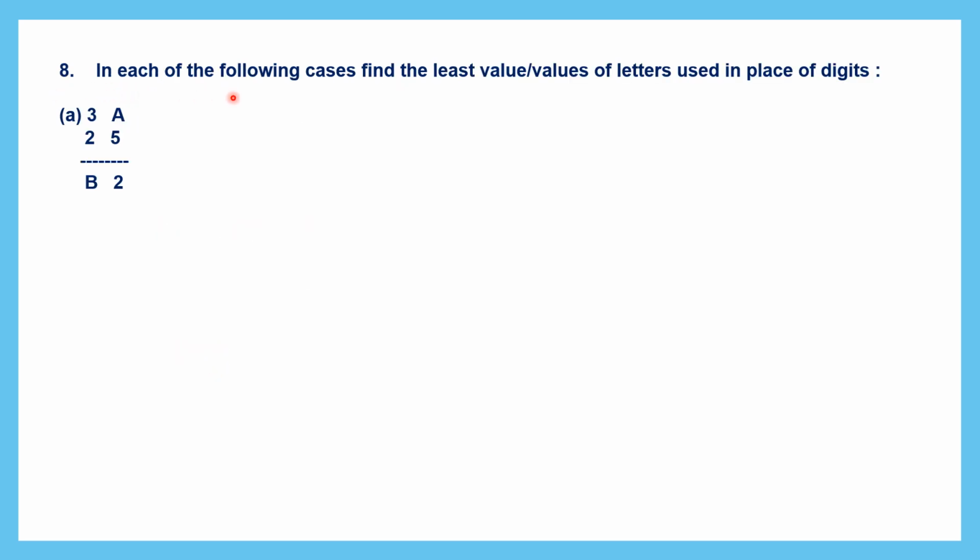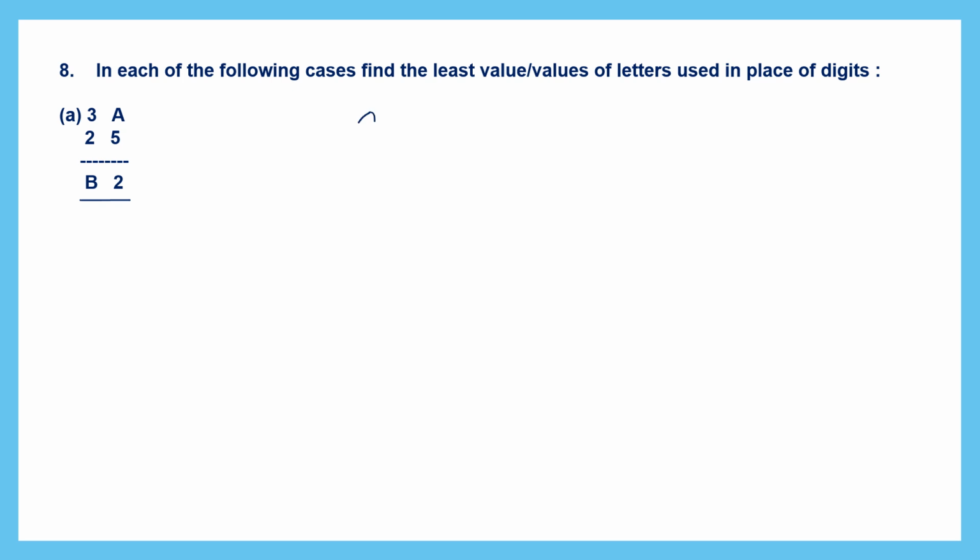Question 8. In each of the following cases, find the least value or values of the letters used in place of digits. So here we can see A and B, isn't it? So these are letters used in place of digits. Now we have to find the value of A and B. So let's look at the first one. Now A plus 5, here it says 2. That means clearly when you add up A and 5, you get a number whose ones digit is 2.